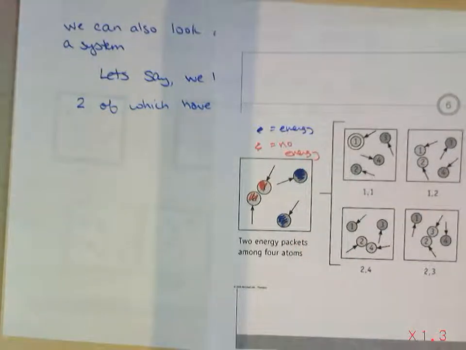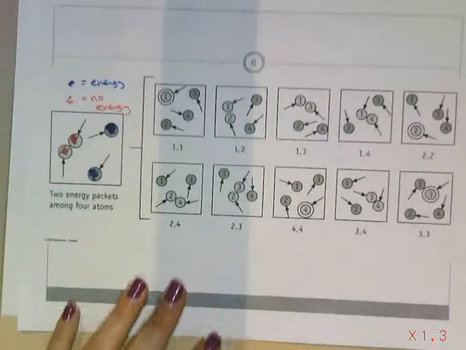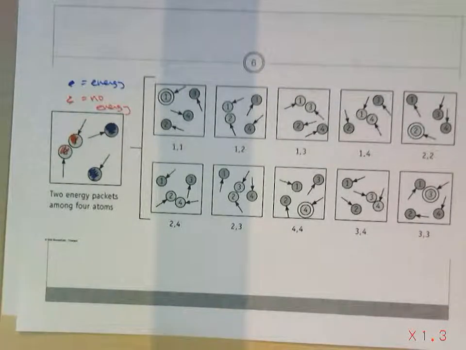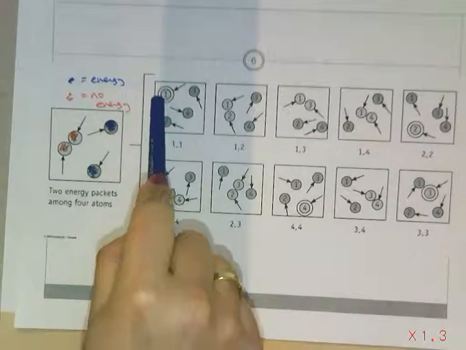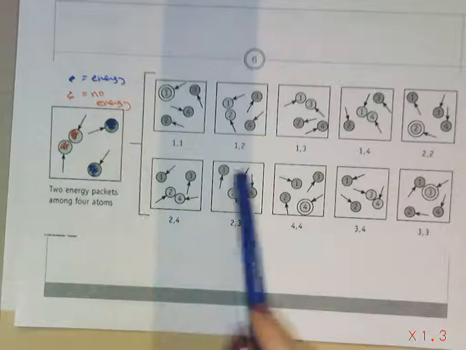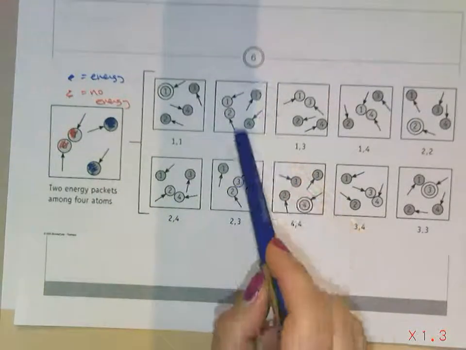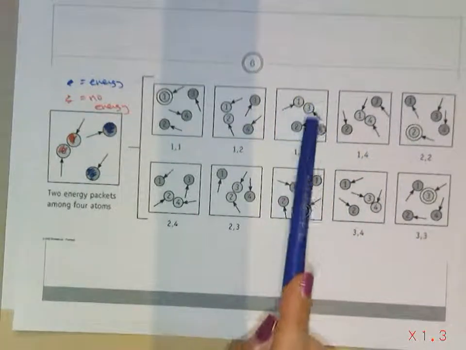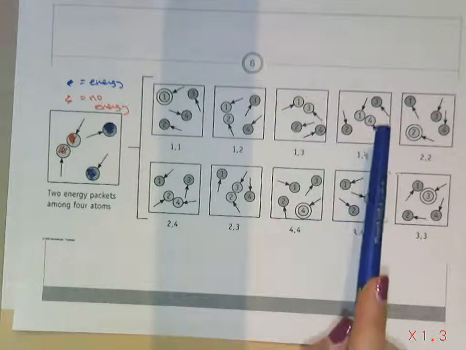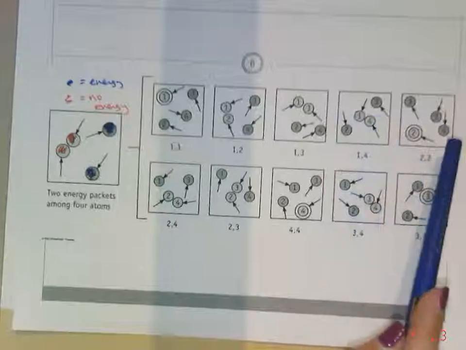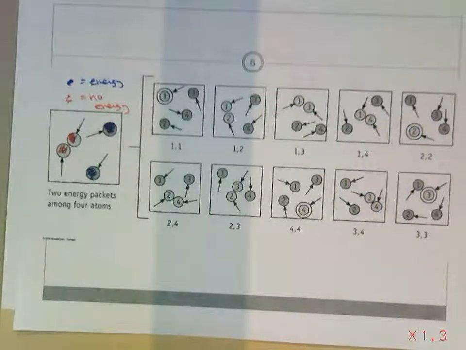Using our knowledge of statistics, we can draw 10 different ways to redistribute that energy. Right, so I could put both energies on 1 and everyone else has 0. I could put energy on 1 and 2 and nothing on 3 and 4. I could put energy on 1 and 3 and nothing on 2 and 4. I could put the energy on 1, 4, right? You can keep coming up with different ways to combine that energy.